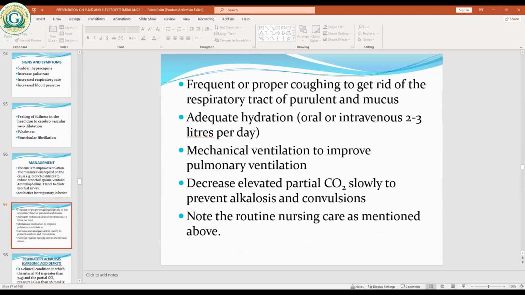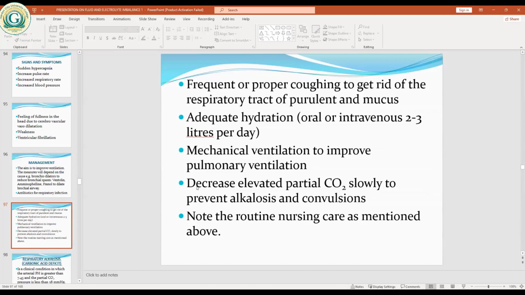Frequent and proper coughing to get rid of mucus from the airway, because the mucopurulent secretion is blocking the airway. Adequate hydration to make sure mucus is brought out quickly to clear the airway. If you are not hydrated, mucus cannot come out. Mechanical ventilation to improve pulmonary ventilation. Here, you are ventilating mechanically, and that way you can fan your own self.